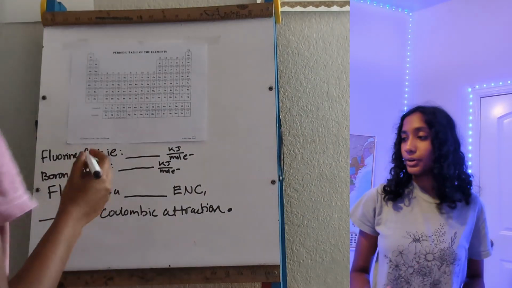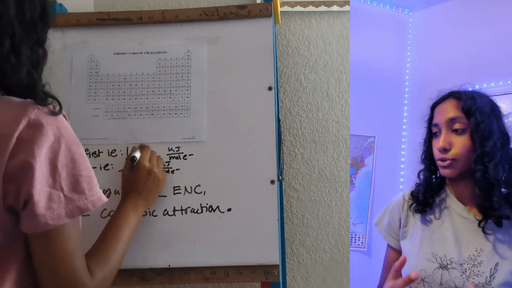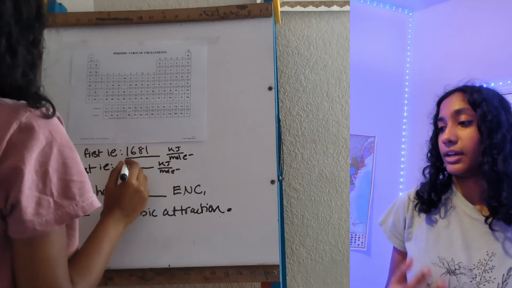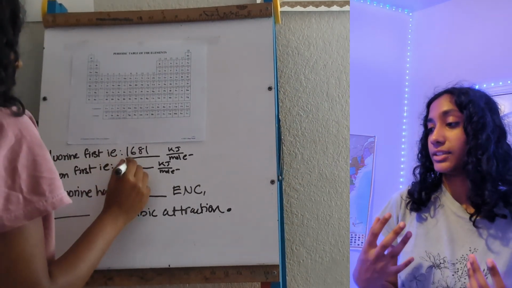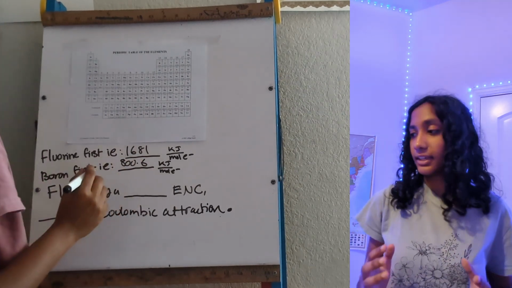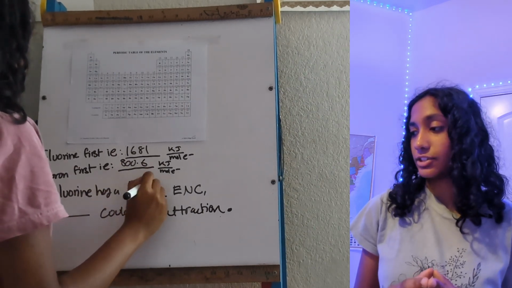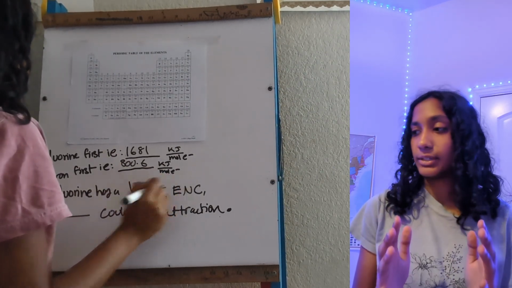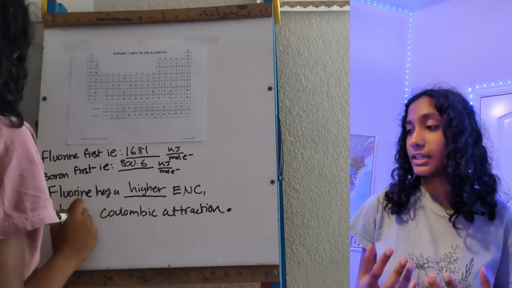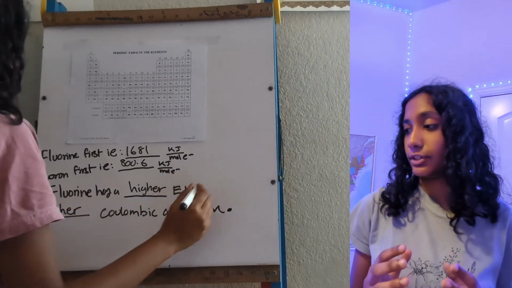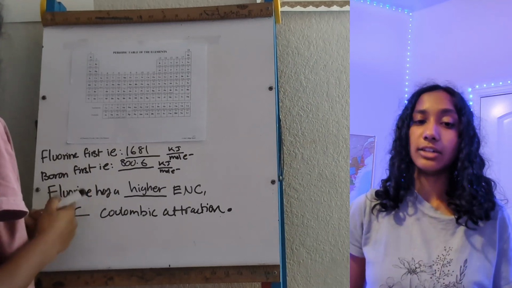For example, fluorine's first ionization energy is 1,681 kilojoules per mole, with kilojoules being a unit of energy. Meanwhile, boron's first ionization energy is 800.6 kilojoules per mole, which is significantly less than fluorine's. This is because fluorine has greater Coulombic attractions between its nucleus and its outermost energy level. Even though boron and fluorine have the same number of energy levels, fluorine has a higher effective nuclear charge, which increases the attractive forces and slightly decreases the atomic radius.